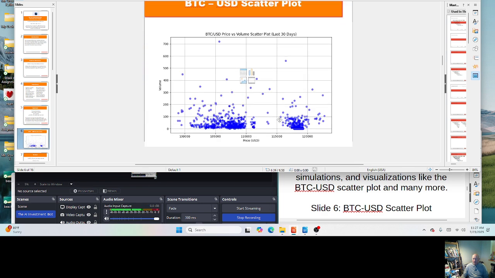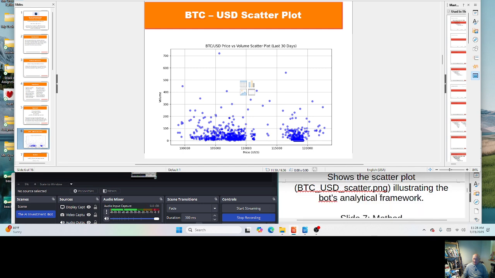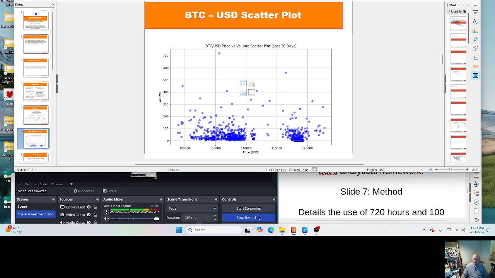Here we can see the heavy volume and the USD price of Bitcoin in the scatter plot over the last 30 days. That's slide 6, illustrating the bot's analytical framework. The next slide is slide 7 on method.